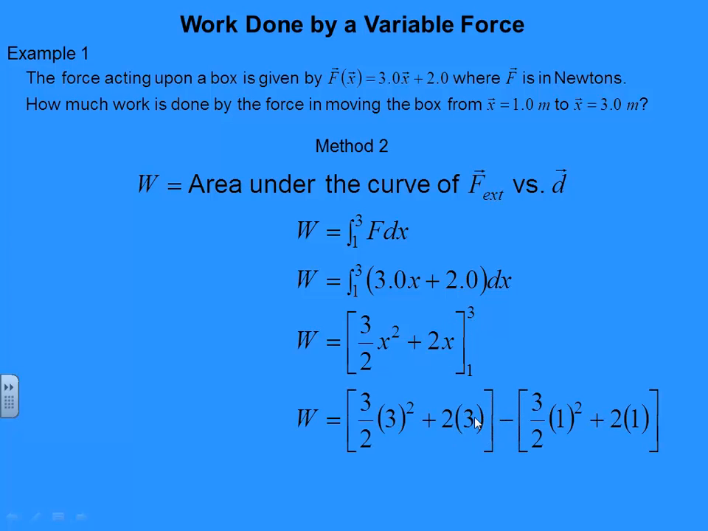That's evaluating it at 3, minus, subtract off the little one from 0 to 1. And that's what we're doing here. Remember, that's what it means. It literally means what we just graphed a moment ago. And of course, if you work this through, you will get the exact same positive 16 joules.